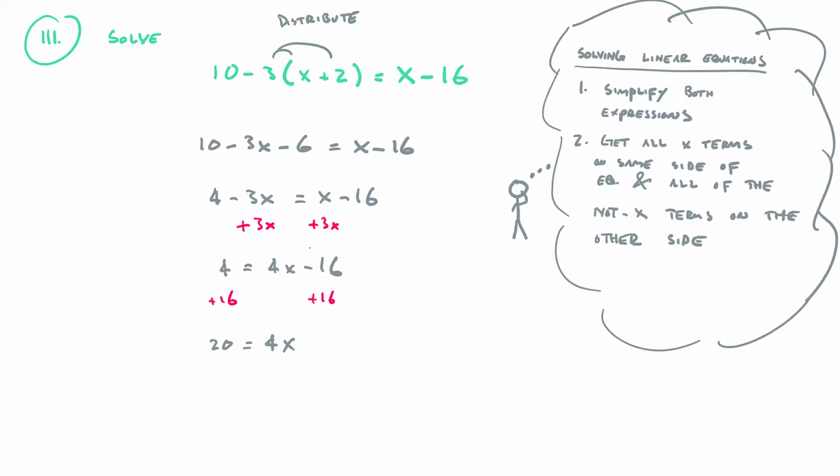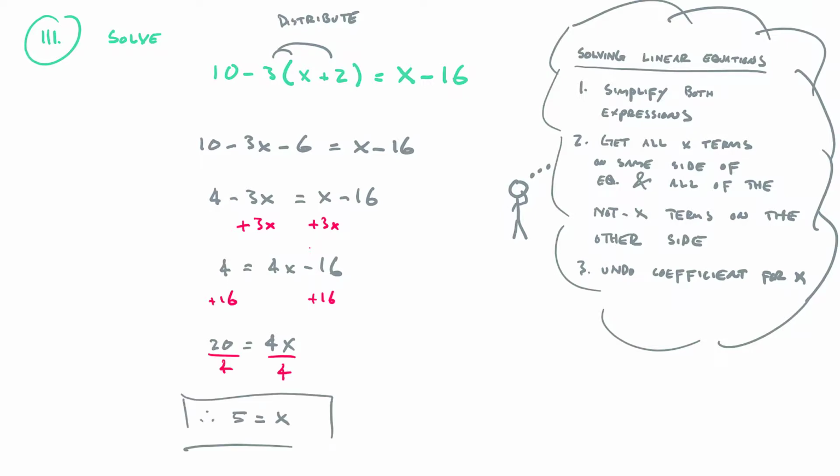So we get 20 is equal to 4x, at which point we can now undo the coefficient for x by dividing both sides by 4. So we get 5 is equal to x as our solution. You know what? If I was going to add a fourth step down here, it should be check answer.